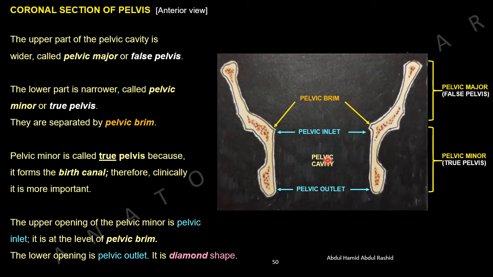The upper opening of the pelvic minor is the pelvic inlet. It is at the level of the pelvic brim. The lower opening is the pelvic outlet. It is diamond shaped.